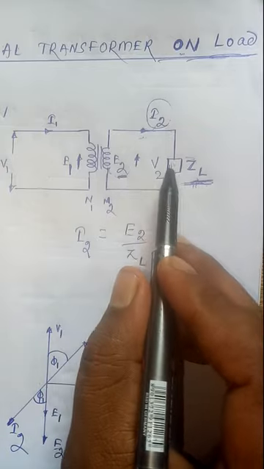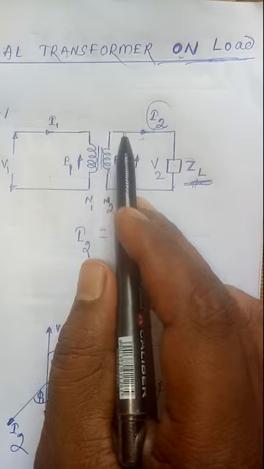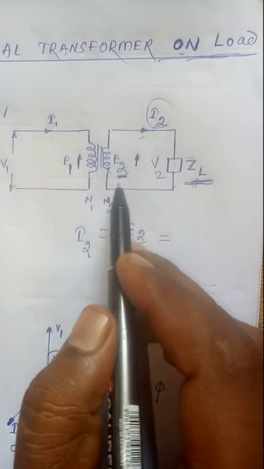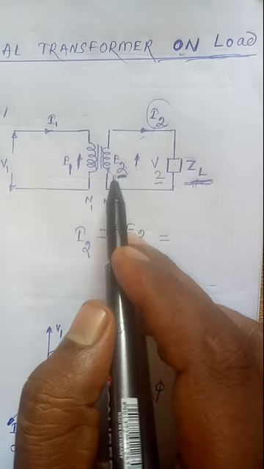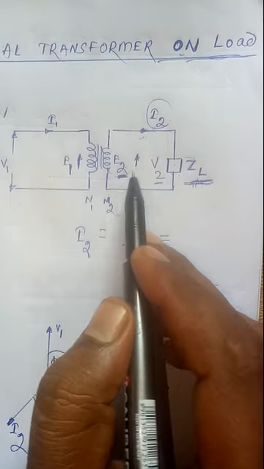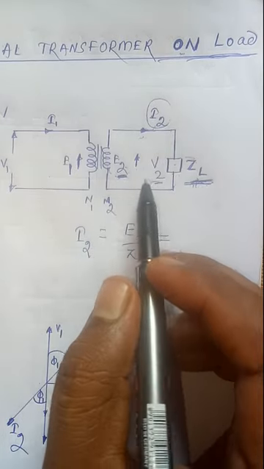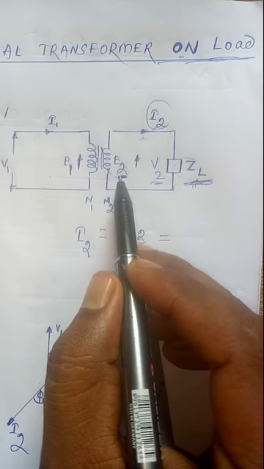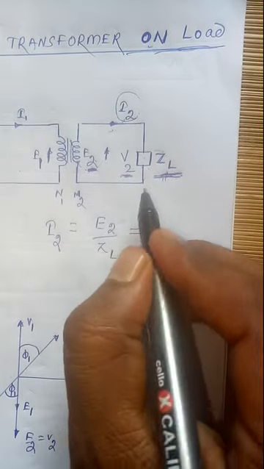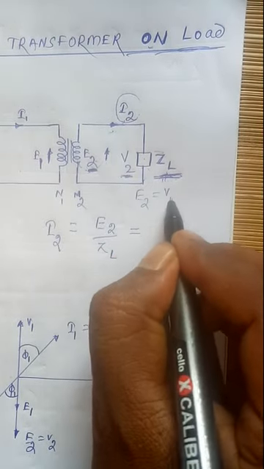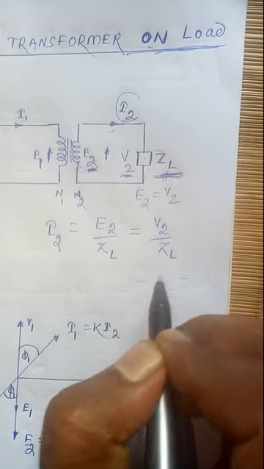Why is E2 equal to V2? In our ideal transformer, we have assumed that there are no winding losses. So that's why the induced EMF E2 is equal to V2. That means this one is lossless. The condition remains the same for the ideal transformer: there is no eddy current loss and no hysteresis loss. So the induced EMF E2 on the secondary side is equal to V2. We can write V2 in place of E2, so I2 is V2 by ZL.